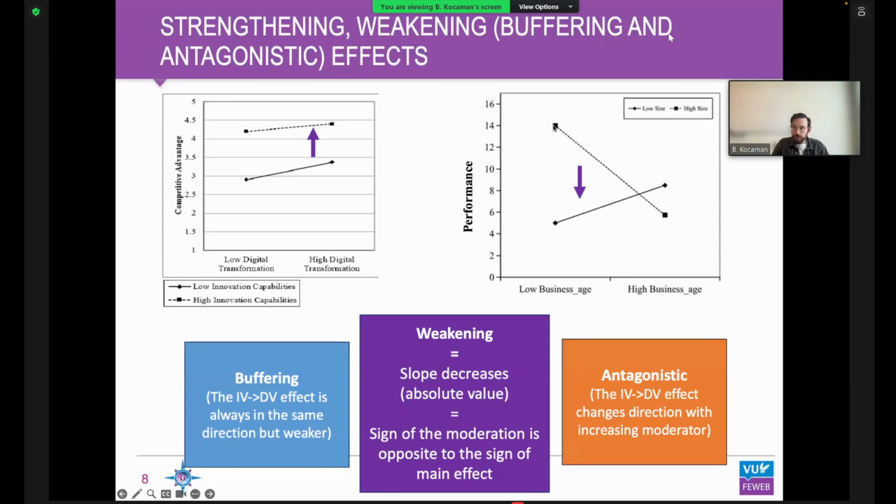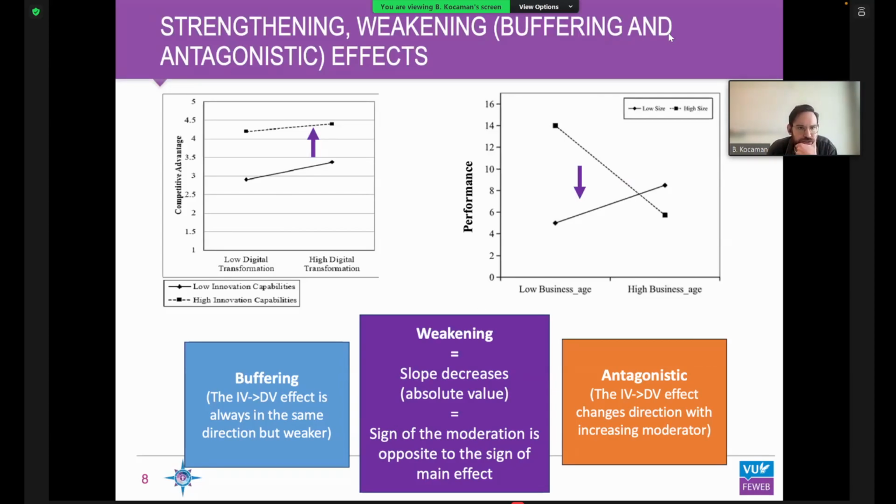If you follow these lines, basically, this is the low size line, this is another line, and then we achieve this line, meaning that it first goes flat and then changes sign. So this is already a weakening effect, because you see that this negative effect has become positive. Does that make sense?